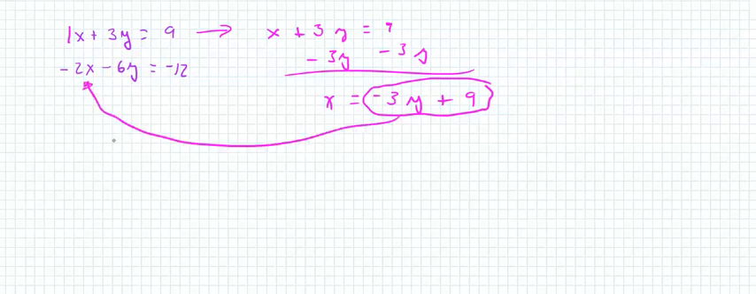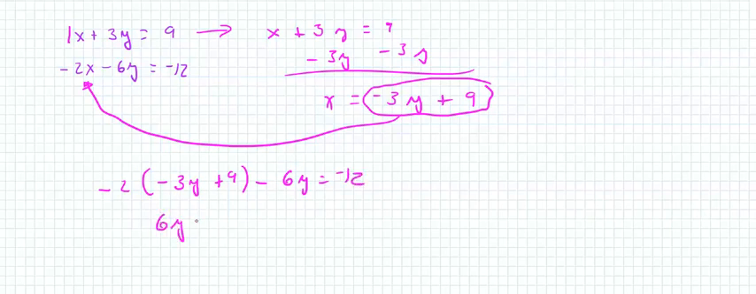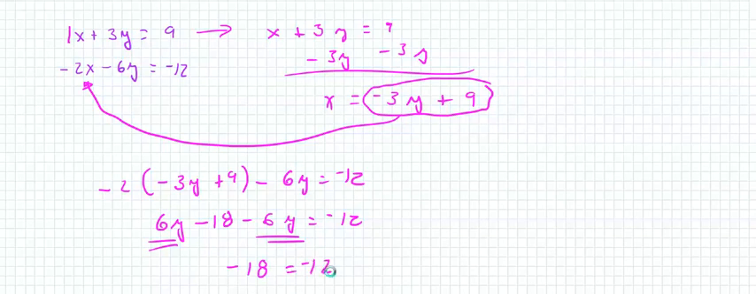Right there. I get negative 2 times the quantity negative 3y plus 9, minus 6y equals negative 12. 6y minus 18 minus 6y equals negative 12. Negative 6y and positive 6y cancel. I get negative 18 equals negative 12. This is a false statement.